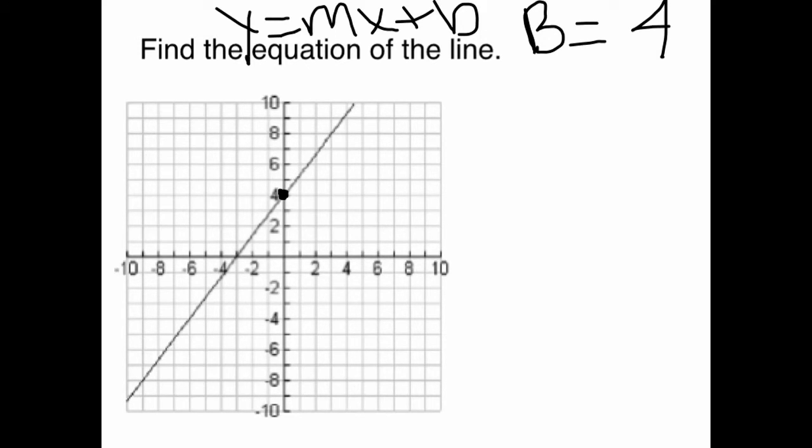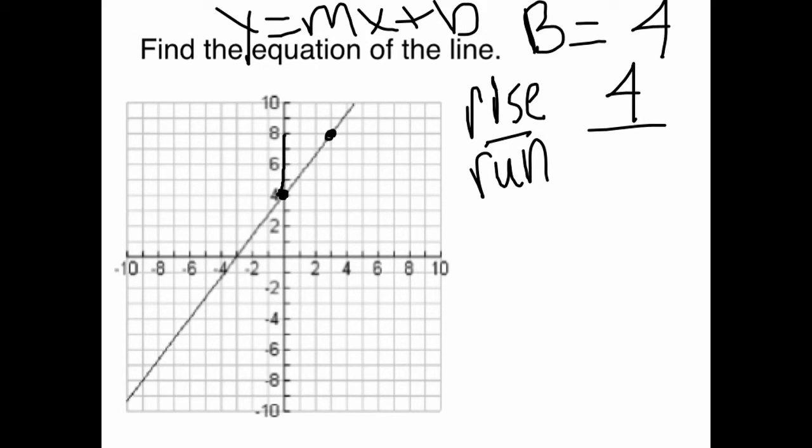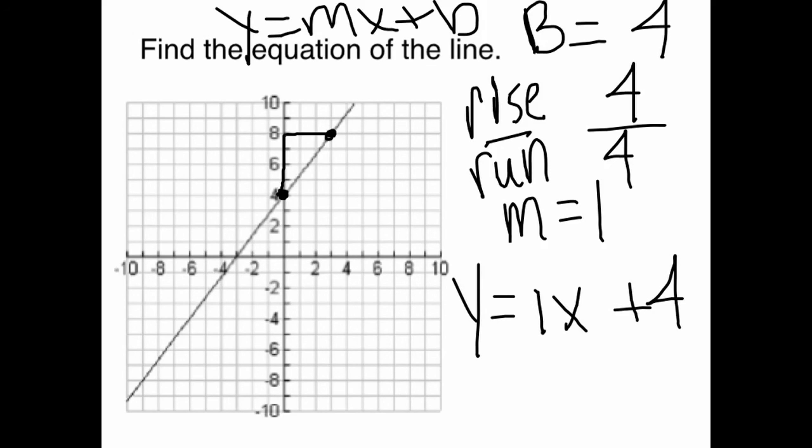My next step is to find the next clear point and find the slope between those 2 points. So I'm going to start at 4 and move my pen up, and I see that there's a clear point at (3, 8). Now I'm just going to find the rise and the run between those 2 points. I go up to 8 from 4, which means I rise 4 places. And I go over, and I see that I run 4 places. So 4 divided by 4 is 1, so my slope here is 1. So the equation of this line, I can just plug my values in, is 1x plus 4. I could also write it as just y equals x plus 4.